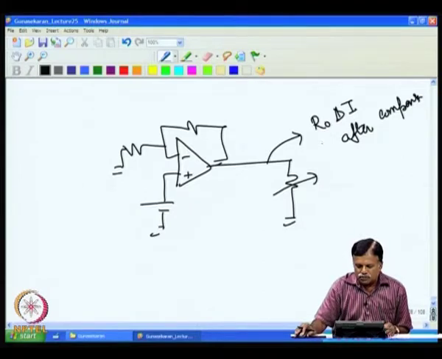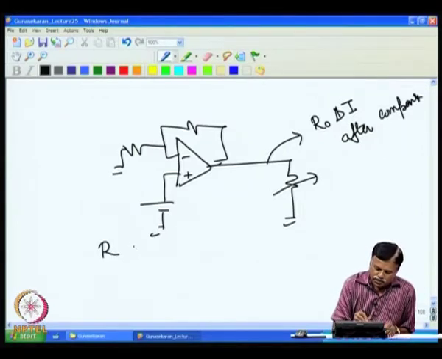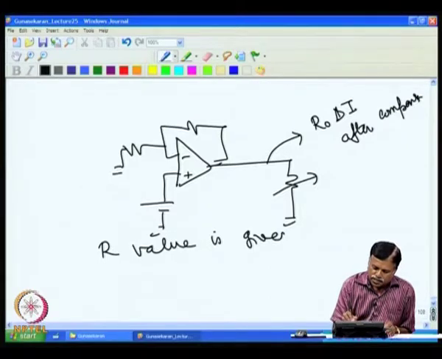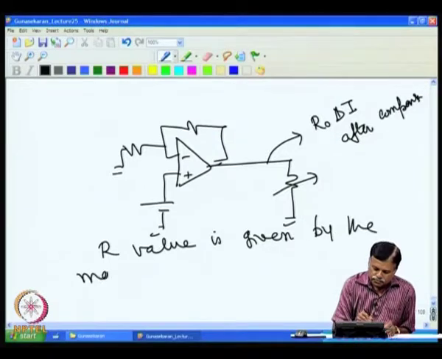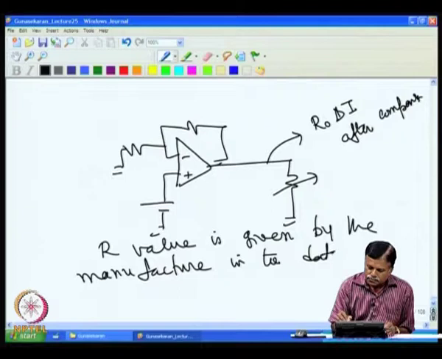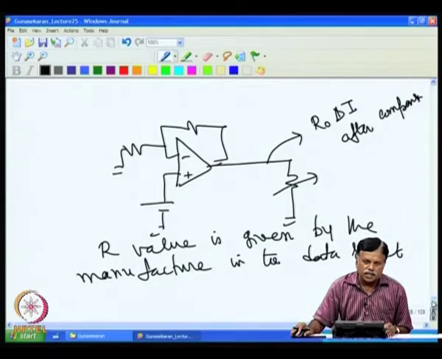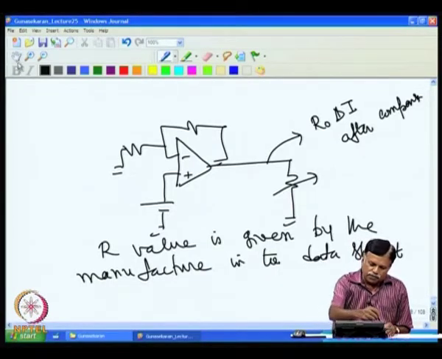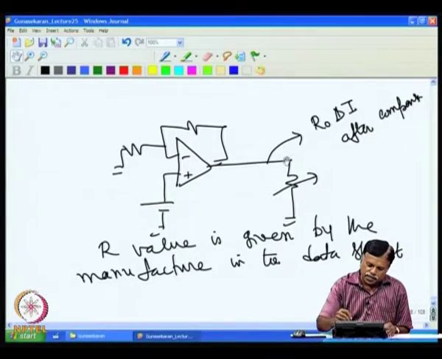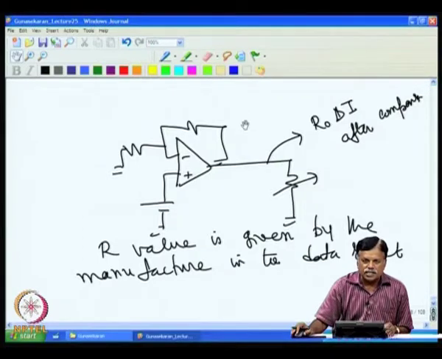So, one can find out R 0 from the manufacturer's data sheet, because the actual R value is given by the manufacturer in the data sheet. Once that is known, the closed loop gain you will know, and the open loop gain we can also find from the data sheet, and then one can find out the output resistance. Once output resistance R 0 is known, one can find out delta I, and multiplication of that gives you the actual output voltage change. Now, this error is to be taken into consideration in addition to the other errors that we have discussed.